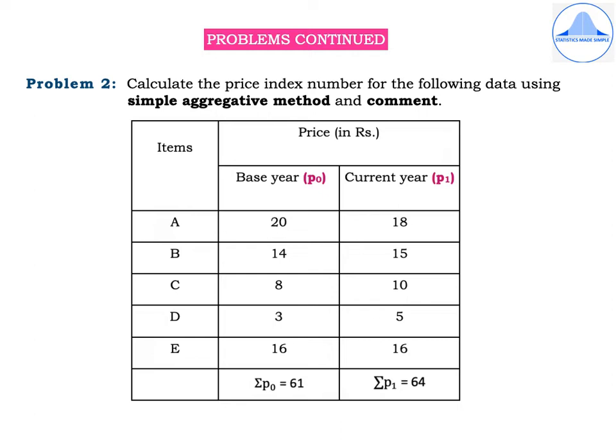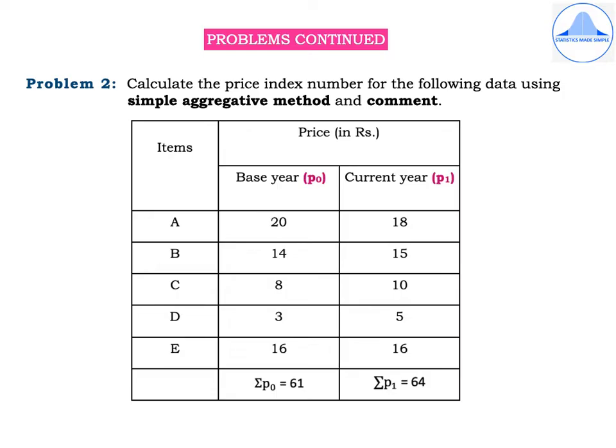In the first column, we have the items as A, B, C, D, E. The prices in rupees for the base year are 20, 14, 8, 3, 16, and the prices for the current year are 18, 15, 10, 5, and 16.